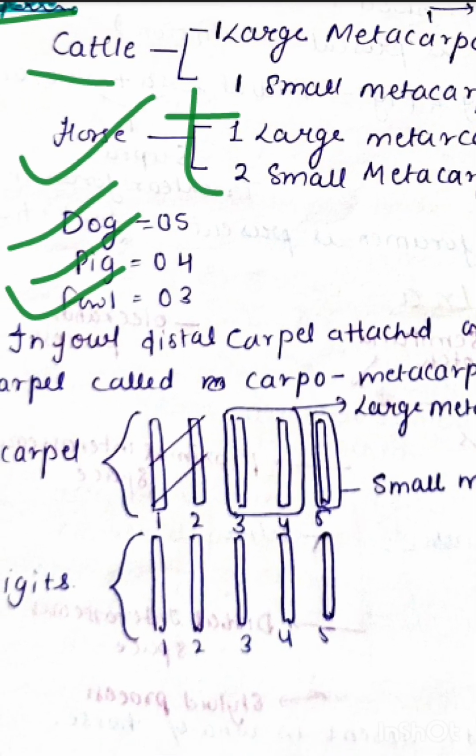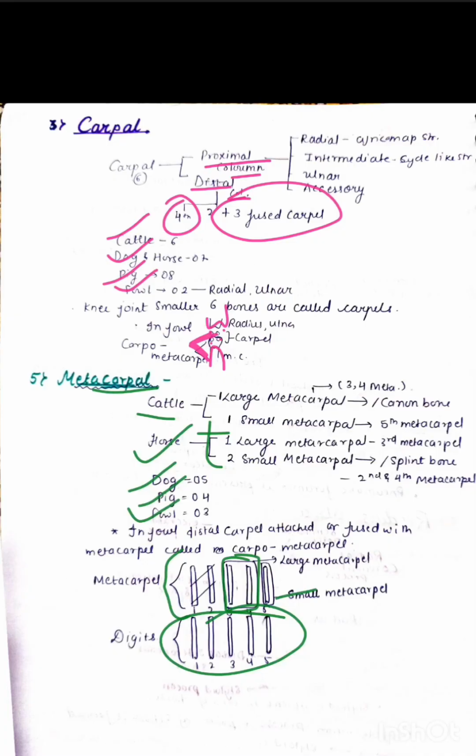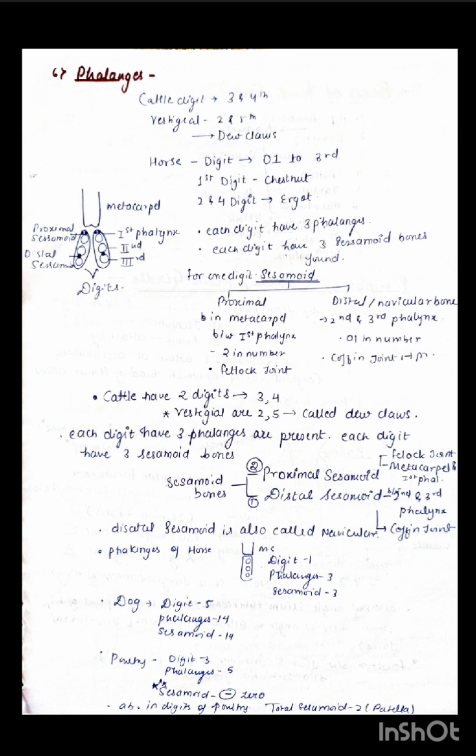These are the carpals. These form the large metacarpal. This forms the small metacarpal. These are metacarpals, and these are digits, which are 5 in number. The last part is the phalanges.